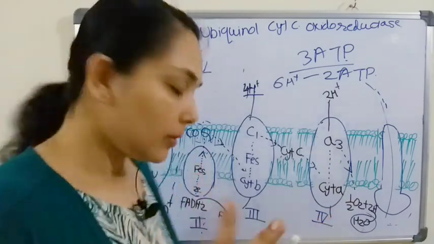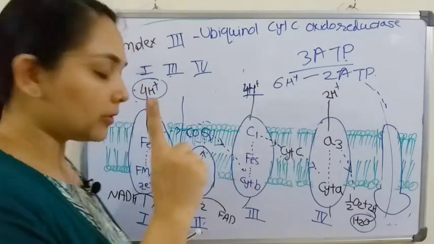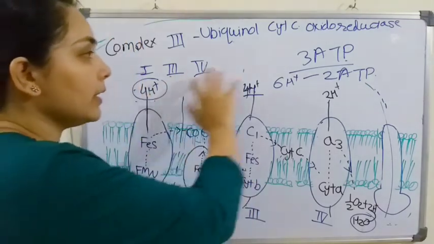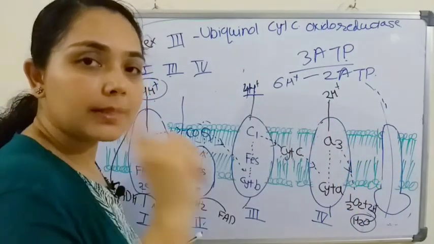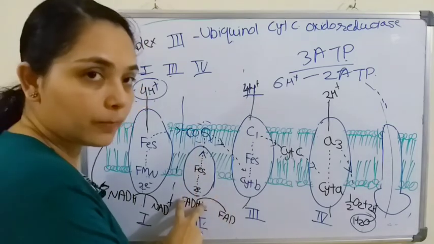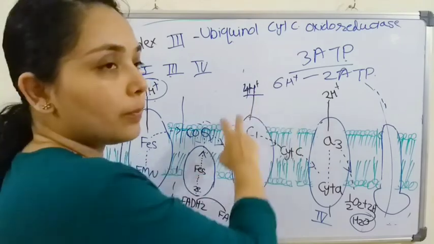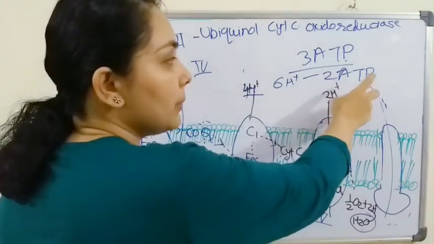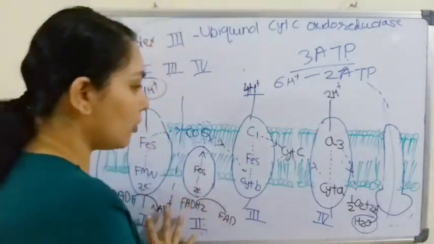Again I am repeating: NADH donates its electron to complex 1. If we calculate, we get 10 protons, so out of 10 protons, 3 ATP will generate. But FADH2 transfers its electron to complex 2, so we get just 6 protons from the transfer of electrons from FADH2. Therefore, it helps in the generation of 2 ATP molecules. Okay, everything is clear. 4 complexes are there.